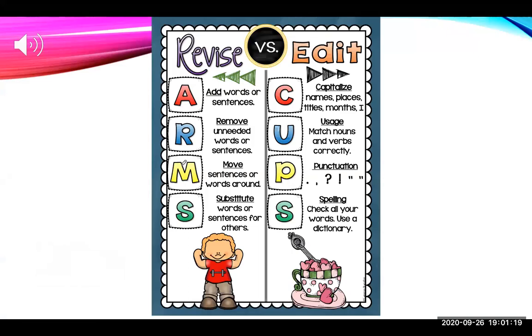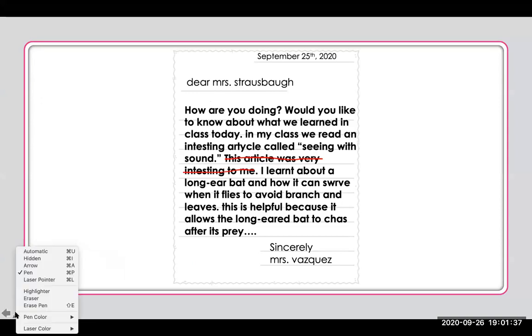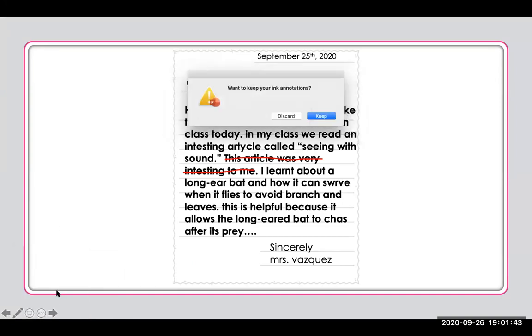So adding words or sentences. I'm going to see if I have to do that. Let's see. How are you doing? Would you like to know about what we learned in class today? In my class, we read an article. This article is very interesting to me. It's kind of boring, so I'm going to add some words next to it.